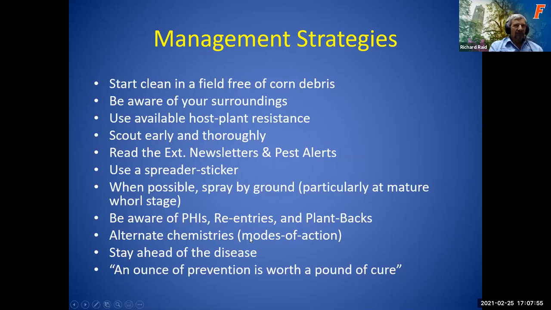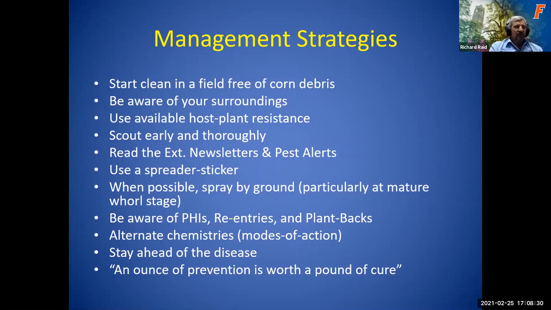And then alternate your chemistries. We're very fortunate in having a good broad spectrum protectant like mancozeb and also chlorothalonil. These allow us to rotate even the premixture. So this is important and it gives us a much better program. And then stay ahead of the disease. Don't let it build up and then expect to bring it under control once that disease is raging. You want to stay ahead of the disease.